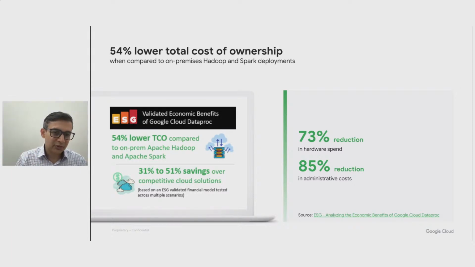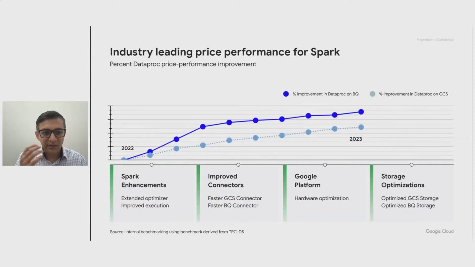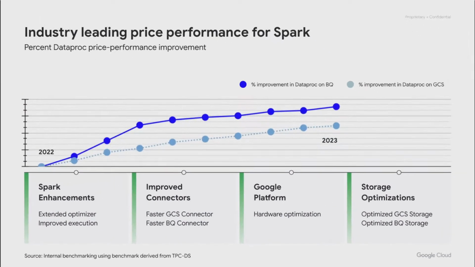Now, since we did this study, we have actually improved our performance on Spark significantly. If you go to the next slide. As you can see here, over the last year, by doing major enhancements in Spark, as well as in our storage connectors with BigQuery and GCS, we have significantly improved Spark performance, and we actually now have the best price performance on Spark for TPCDS.